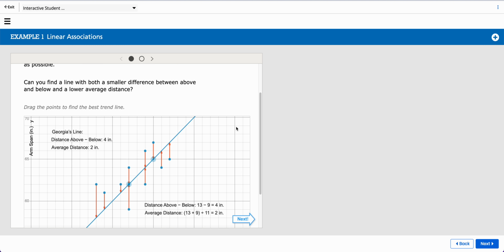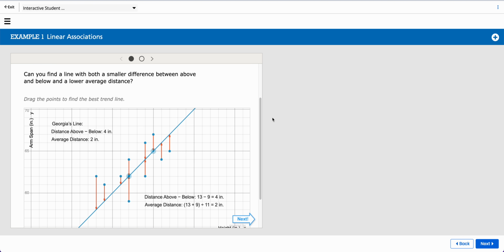There's a whole formula for doing this that we're not going to get too detailed into right now, but in algebra books, it gets really detailed. So drag the points to find the best trend line.